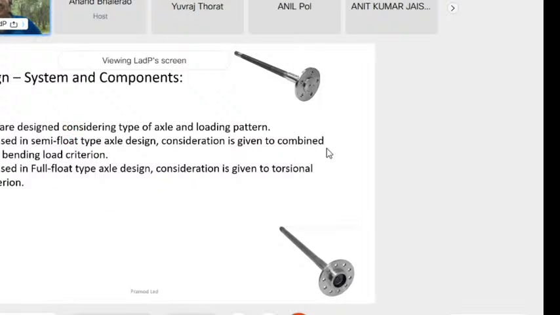Axle shafts are designed considering the type of axle and the loading pattern. For shafts used in semi-float axle design, consideration is given to combined torsion and bending load, because we have already studied the types of axle like semi-float, full float, and three-quarter float. In semi-float, the vehicle load is also supported by the axle shaft, as well as it transmits the torque. So we have to consider the combined torsion and bending load criteria, and based on that, we need to design the shaft. For a shaft with full float, only torque is transmitted through it. So consideration is given to the torsional rigidity criteria.